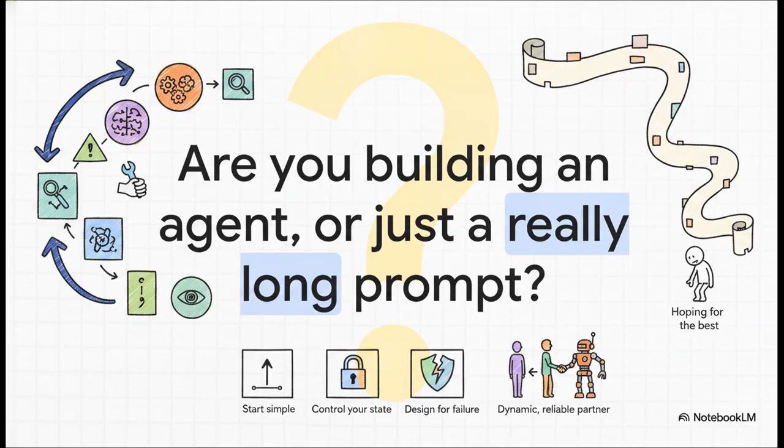Building real AI agents isn't about stringing together clever sentences. It's about composing patterns like routing, tool use, and reflection into an architecture that can actually perceive, act, and course correct. Start simple. Control your state, design for failure, and watch your AI transform from a passive consultant into a dynamic, reliable partner.